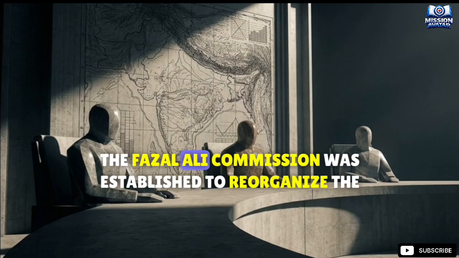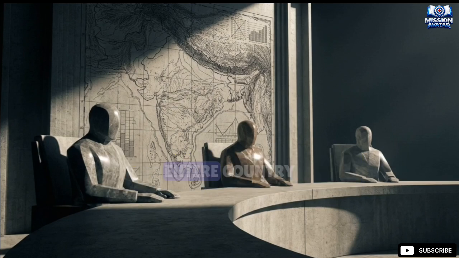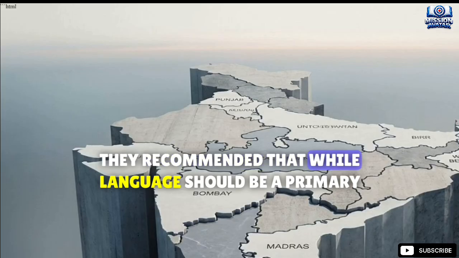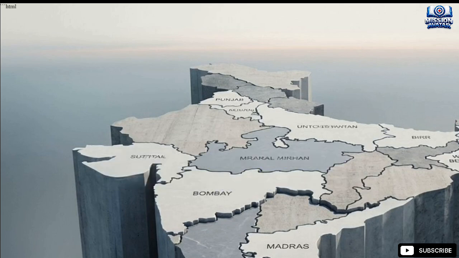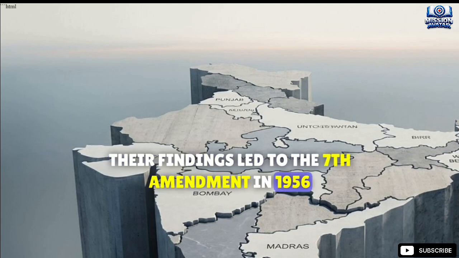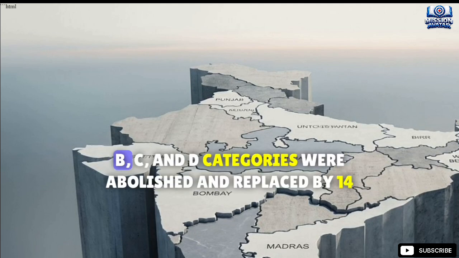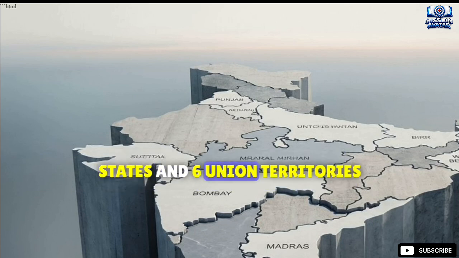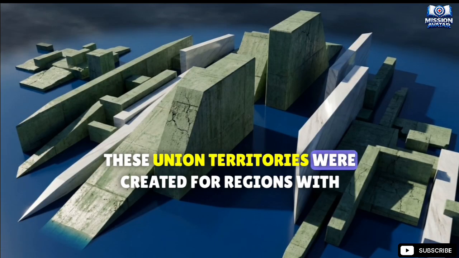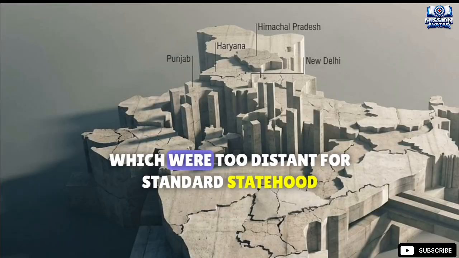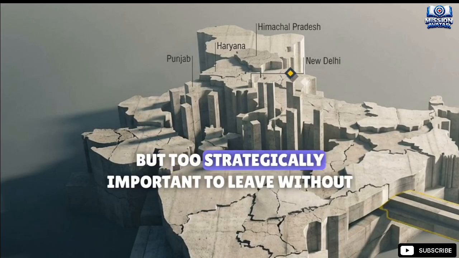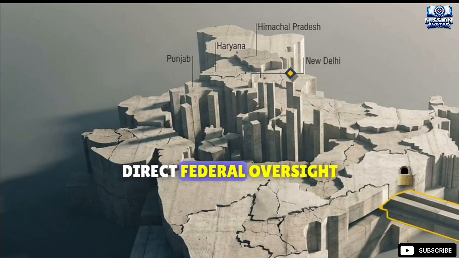Following this, the Fazl Ali Commission was established to reorganize the entire country. They recommended that while language should be a primary factor, no state should be exclusive to a single language, protecting the rights of all minorities. Their findings led to the Seventh Amendment in 1956. The old A, B, C, and D categories were abolished and replaced by 14 states and 6 union territories. These union territories were created for regions with unique needs, such as the Andaman and Nicobar Islands, which were too distant for standard statehood, but too strategically important to leave without direct federal oversight.